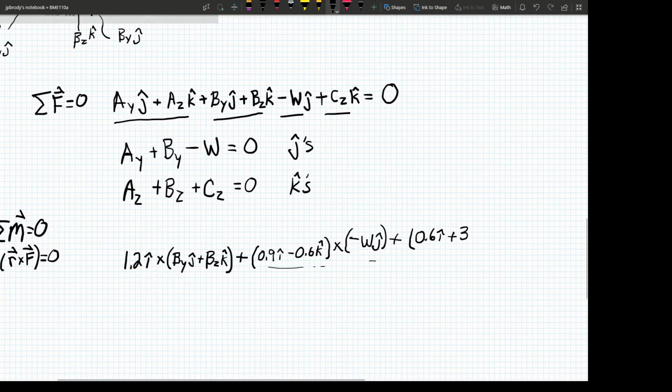Plus 3 in the j hat direction, minus 1.2 in the k hat direction. So that's the r vector to this point C, crossed with c sub z in the k hat direction. Now this is the sum of the moments equals 0. Here's all the moments. That whole thing equals 0.